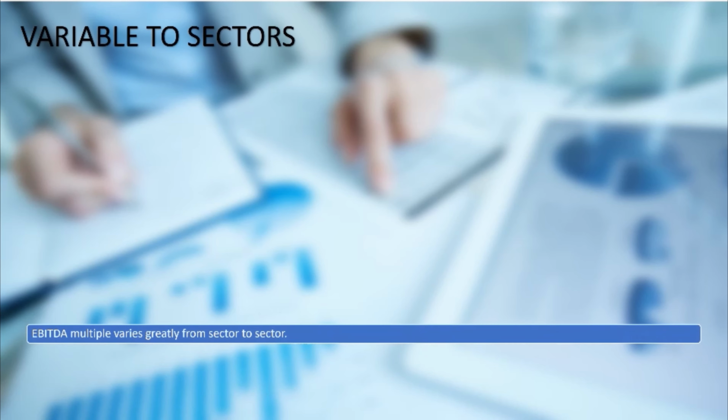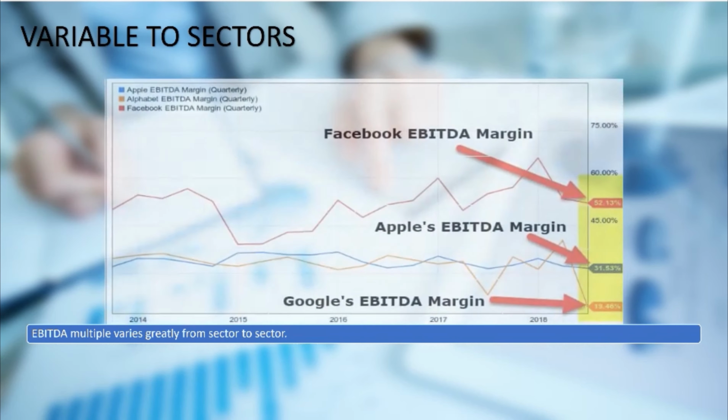Now that we've understood the core application of EBITDA, one thing to always remember is that EBITDA is variable to sectors, so the EBITDA multiple varies greatly from sector to sector. Let's simplify this through an example.